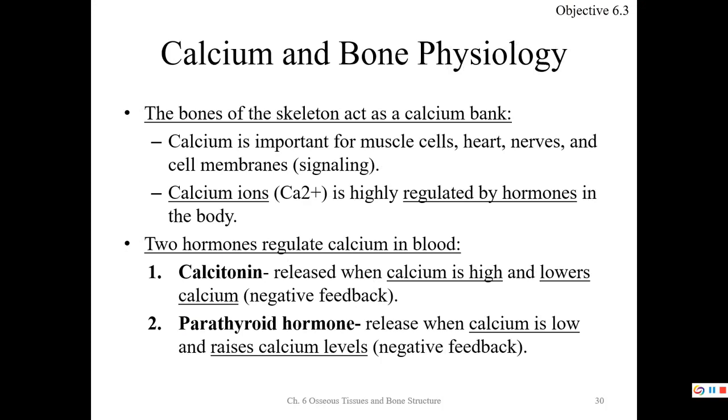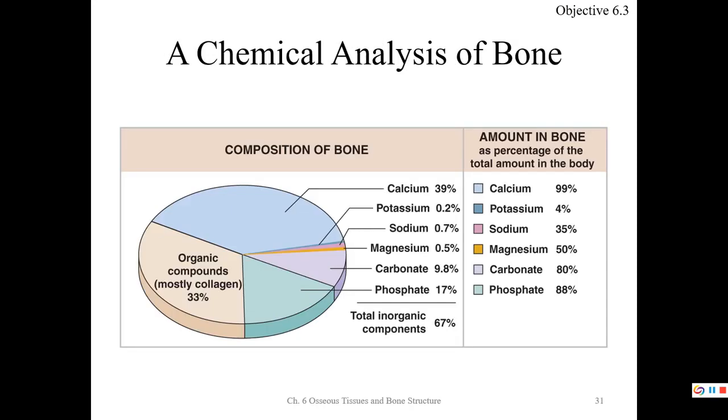Calcitonin is released when calcium is high, and it lowers calcium through negative feedback. And parathyroid hormone is released when calcium is low, and it raises blood calcium through negative feedback. These are both negative feedback hormones. Now, let's get an idea of how they work.